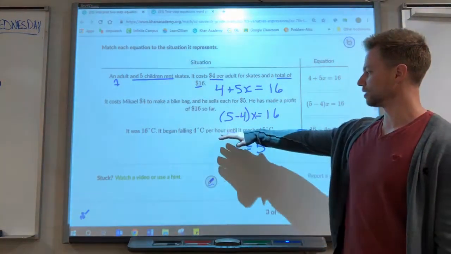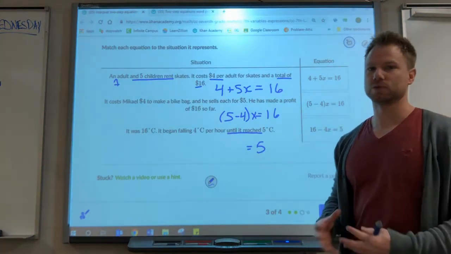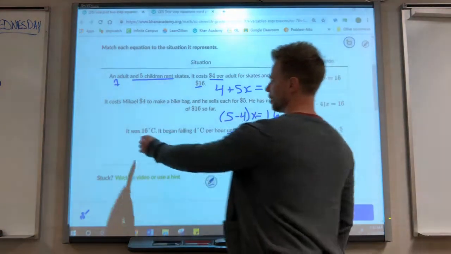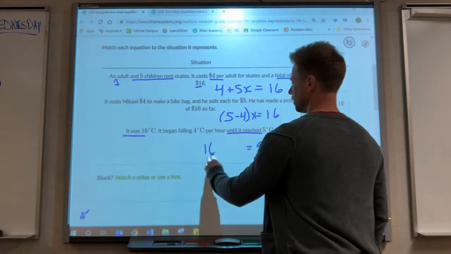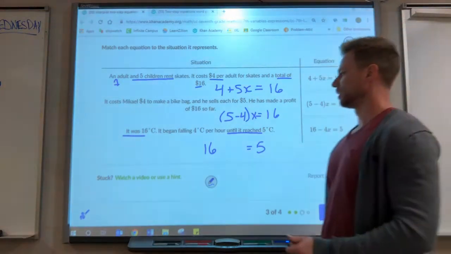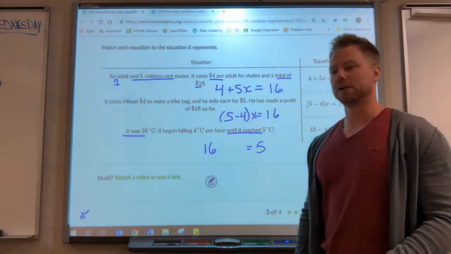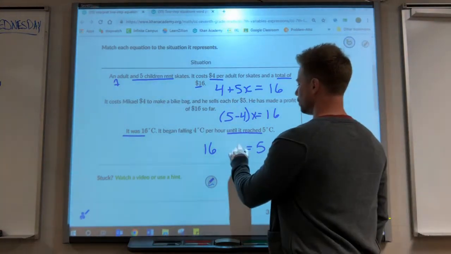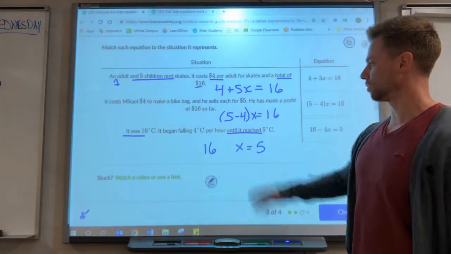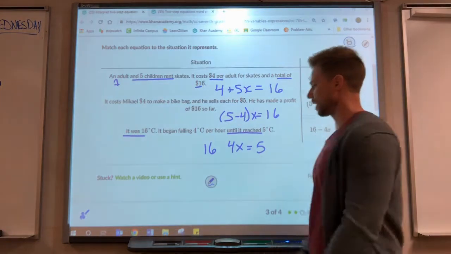Hopefully you can see when it says until it reached 5, that's the ending point. So that's what our equation is going to equal. That's the total. It started out at 16, and then it was falling 4 per hour. Now we don't know how many hours the temperature fell, so that would be our unknown. But we do know that each hour, however many hours it was falling, it was 4 degrees each hour. So we take that unknown times 4.